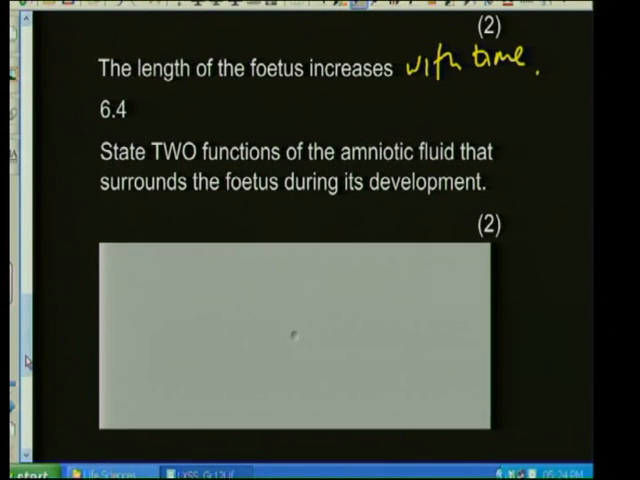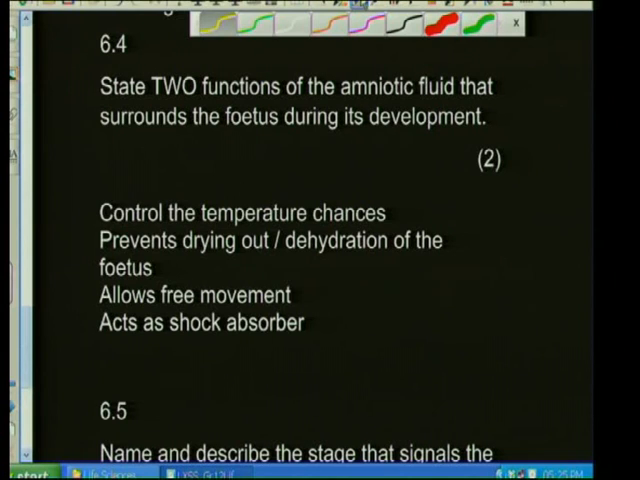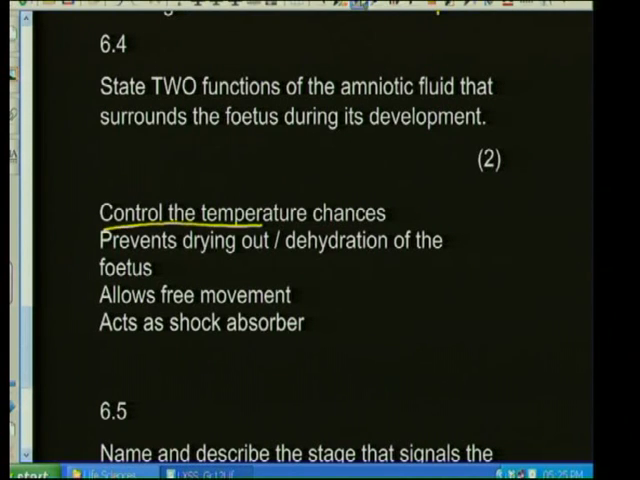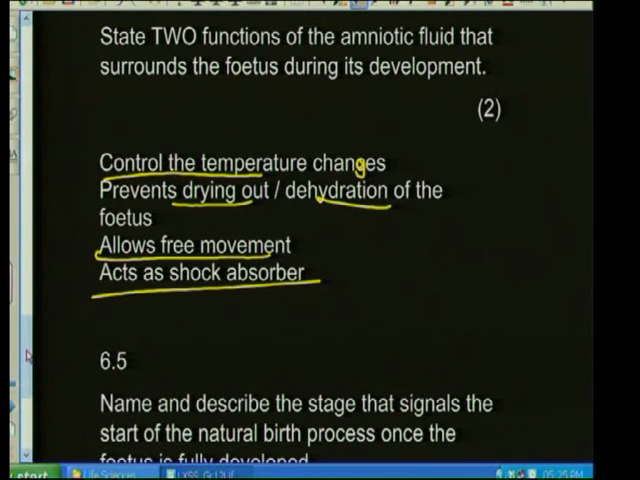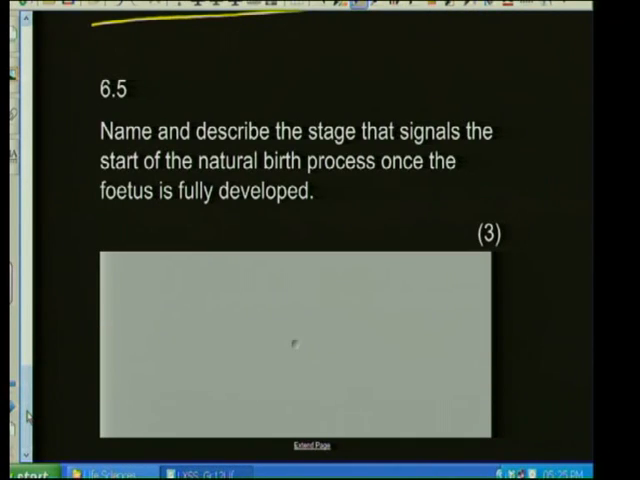6.4, state 2 functions of the amniotic fluid that surrounds the fetus during its development. We've dealt with a question similar to that, so let's just go straight to it. And the answer is controls the temperature changes, prevents drying out or dehydration, allows free movement, acts as a shock absorber. Also, sometimes they talk about it holds some of the excretory substance, etc. Helps in lung development.